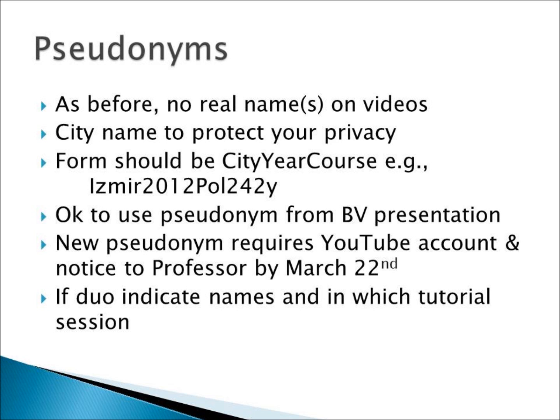I'll now say a few words about each of these components. First of all, we should discuss pseudonyms. As with your bivariate presentation, no real names should appear on the videos. You should use a city name to protect your privacy. The form this should take should be the city, then the year of the course, and then the course name. For example, Izmir 2012 PAL 242Y would be an adequate name. If you've not done it right in the bivariate assignment, please do it correctly this time. But it's okay to use the pseudonym from the bivariate presentation if you did it properly in that instance.